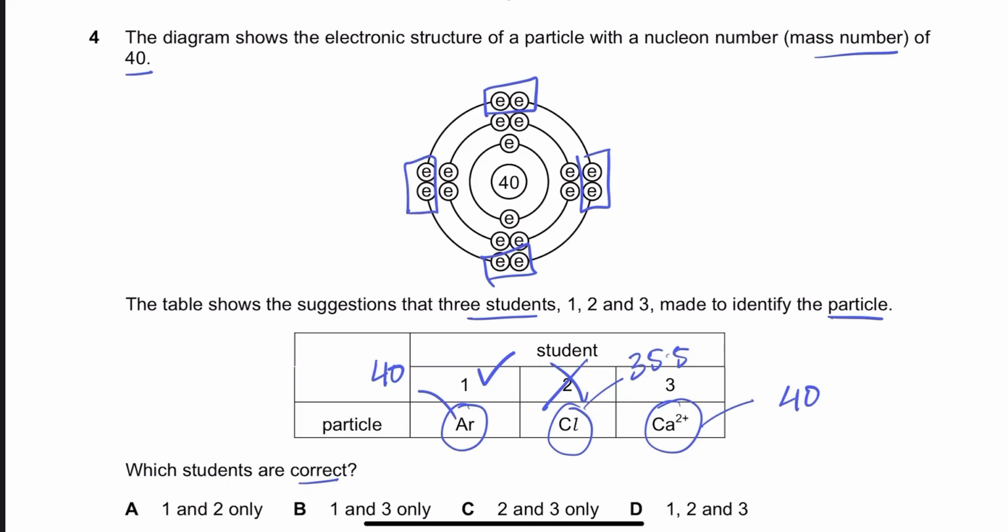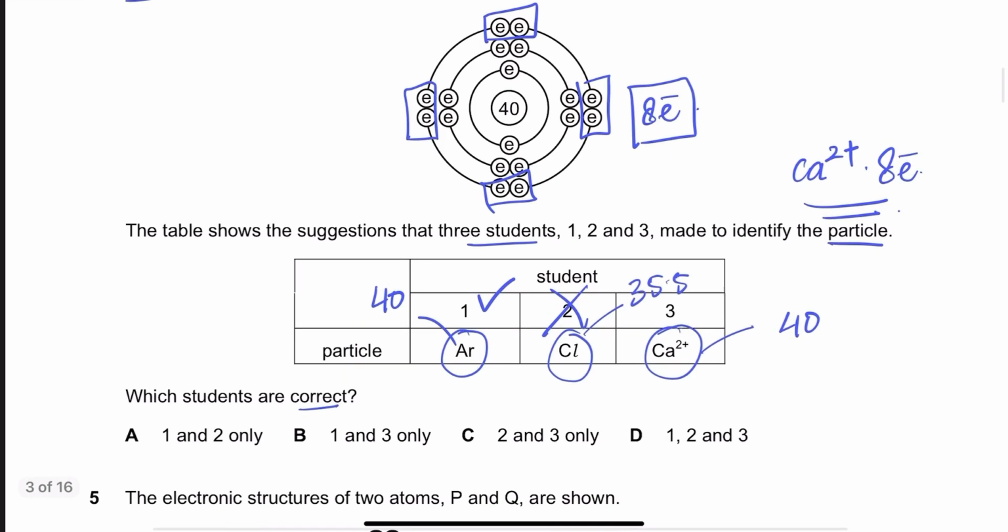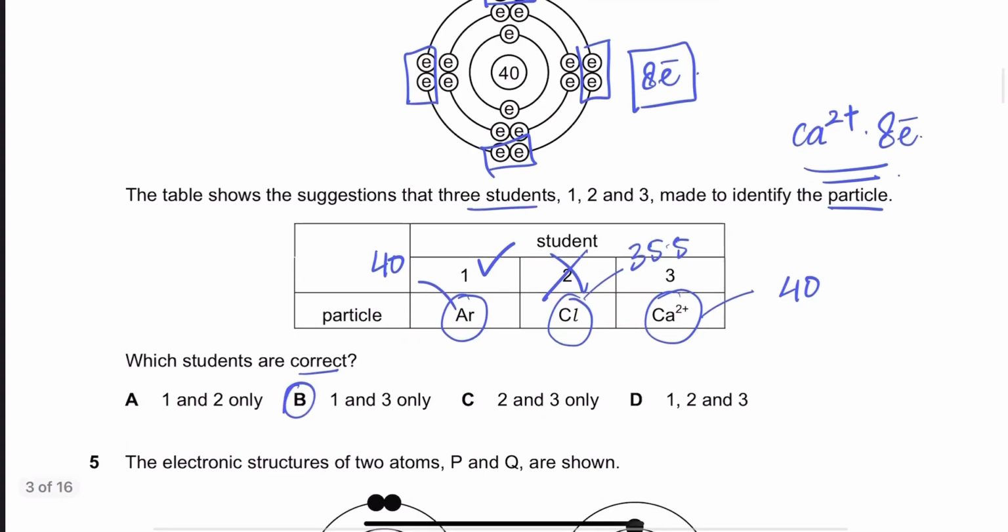So you have 8 electrons in the outermost shell, and you realize that is argon. But what you also realize is when you have calcium 2 plus, it loses 2 electrons. And why does it lose 2 electrons? It loses 2 electrons to have a stable electronic configuration. So that's also 8 electrons in the octet, and you can draw this out as well. So you have 1 and 3 as your correct option, therefore B is the right answer.